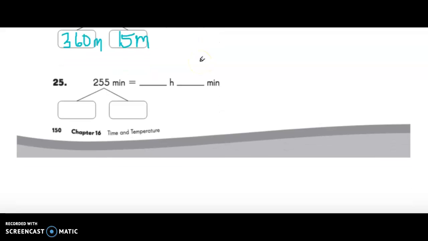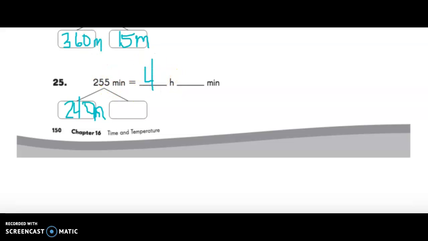And for 25, we need to think how many minutes can we pull out that's equivalent to an hour. So we're going to pull out 240 minutes here. And again, think about your multiplication facts. We want to keep those fresh. So what times 6 gives us 24? That is 4, so there's 4 hours.